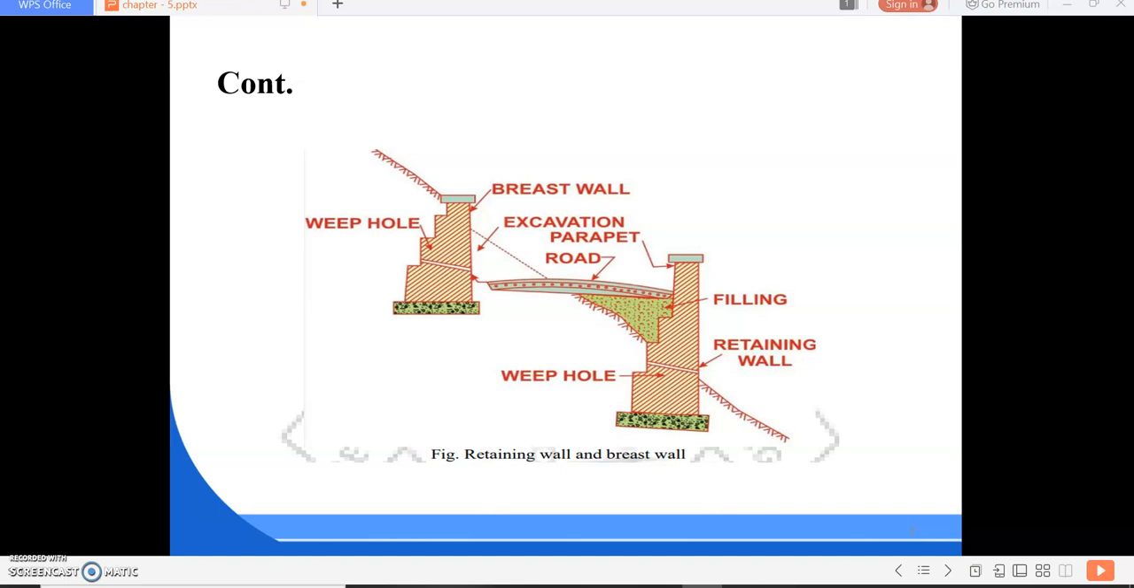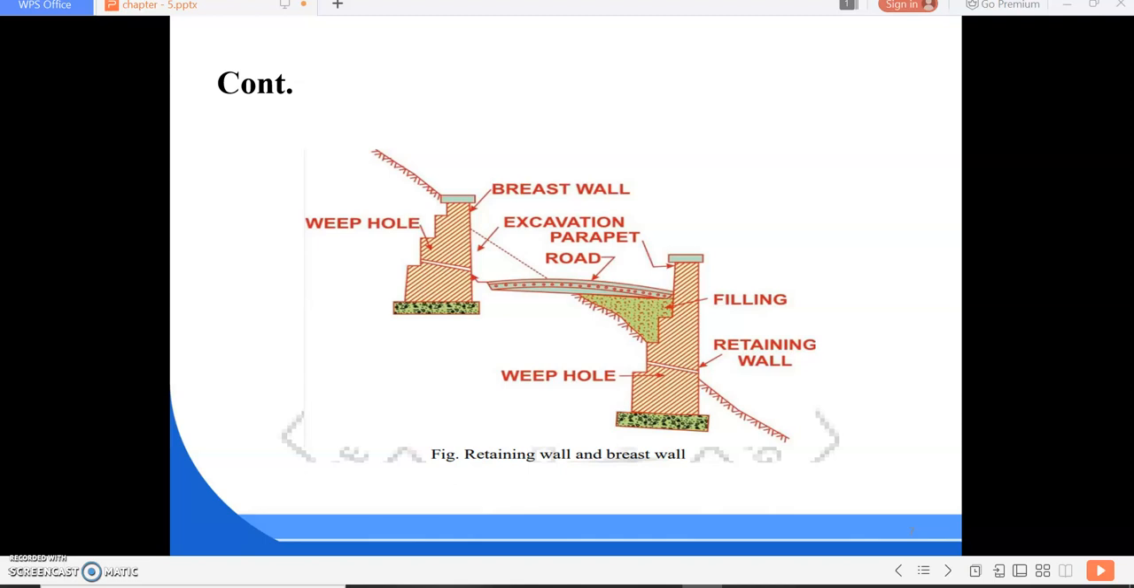Good morning, students. I am Sweta Sarangi, and in the previous class, we have studied about retaining wall and braced wall. These two are the most important components of our hill roads. So, what is retaining wall and what is braced wall?